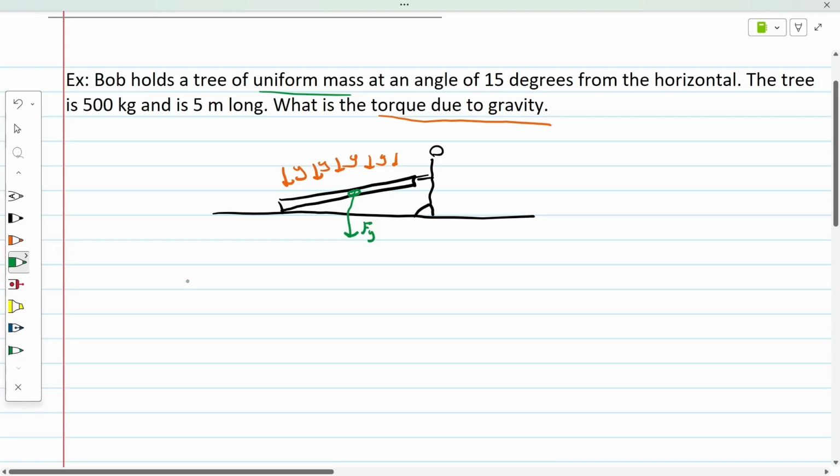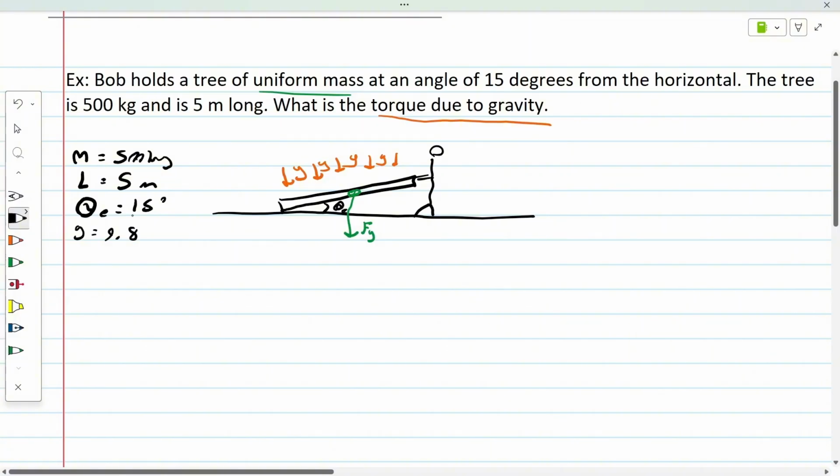Now let's write our variables too. We have the mass of the tree, which is 500 kilograms. We have the length of the tree, which is 5 meters. We have the angle, and I'm going to call this the angle with the Earth, angle E, I guess. And that's 15 degrees above the horizontal. So we have this angle right here, and that's the angle of the Earth. And we also know gravity equals 9.8, obviously.